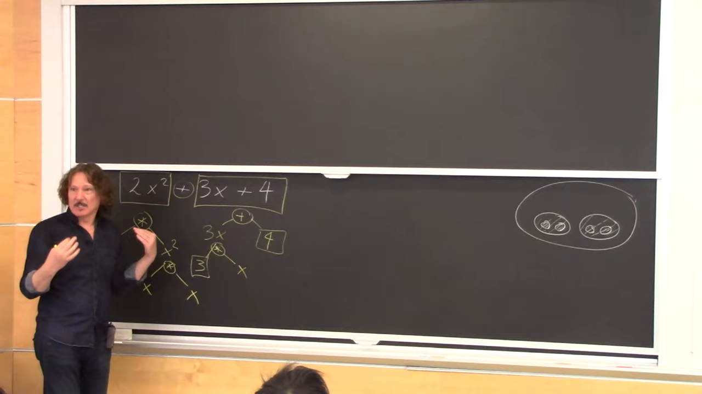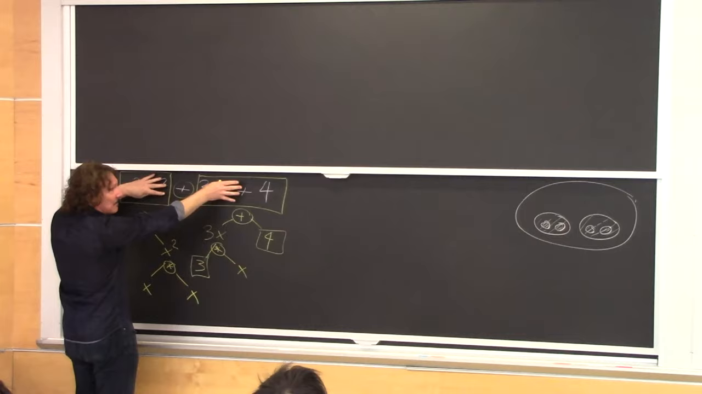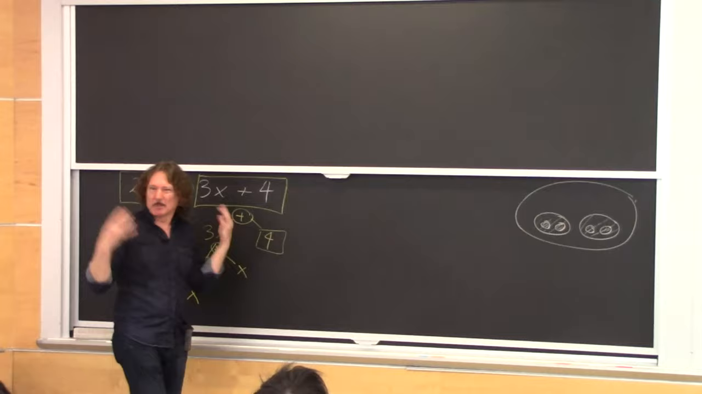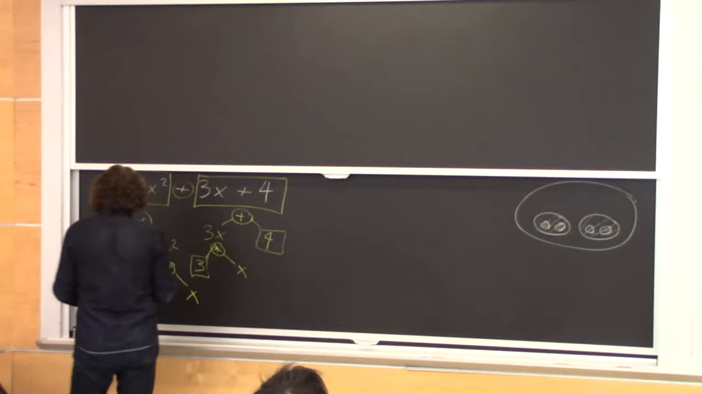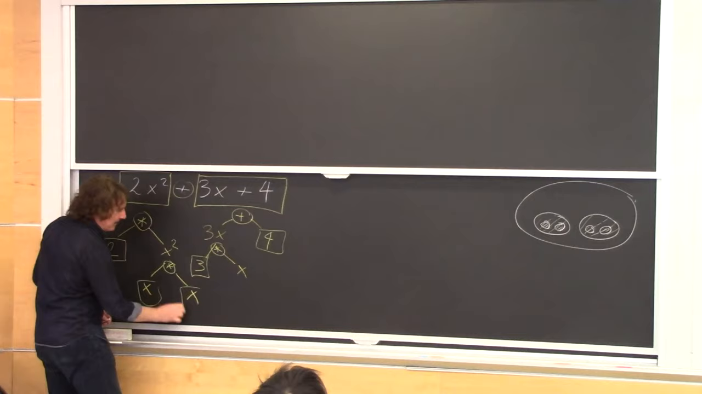I said, this is a bigger problem. If somebody tells me what these mean, then I know how to combine them. So I have some kind of meaning for what plus is, some kind of meaning of what times is. I should have some kind of meaning for what 2 and 4 mean here, and I have to have some meaning for x, the variable x. Right?